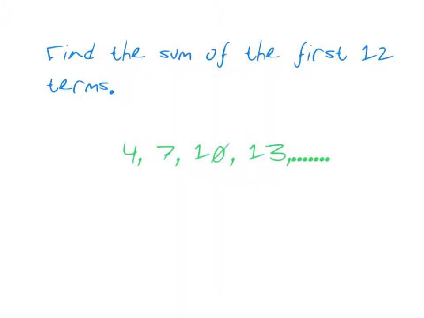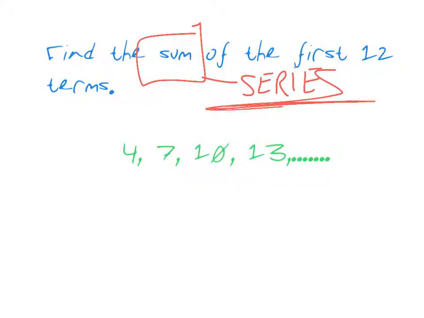Find the sum of the first 12 terms. So one thing you need to take away right off the bat is it says sum. When you see sum, you are now doing something called a series, and you're using that sigma notation. Okay, so that's indicating sigma notation. So the first thing you have to do is write the explicit form. That's why we practiced those yesterday.